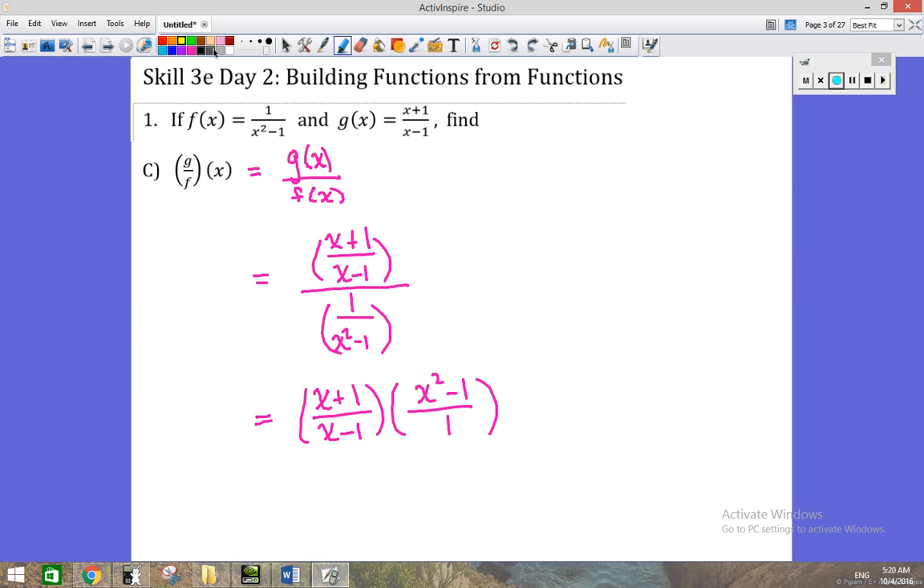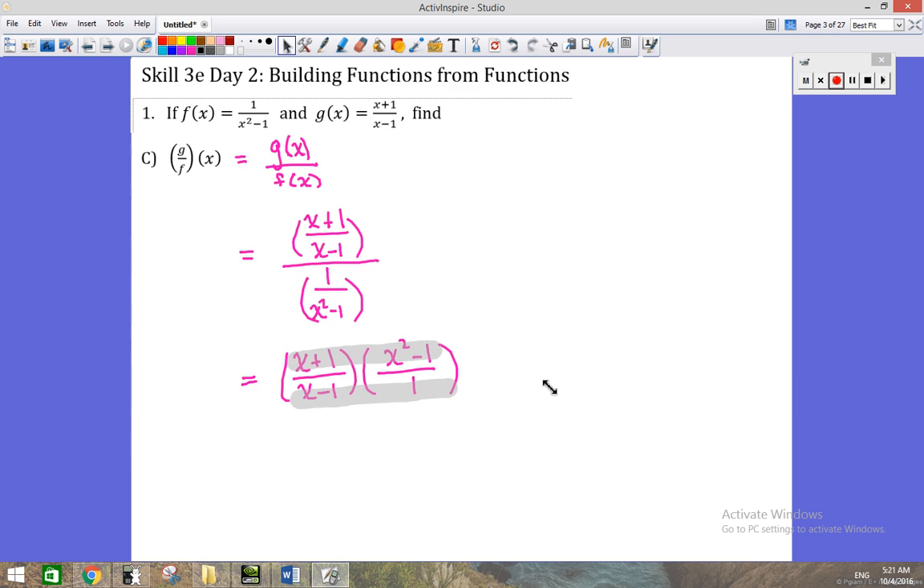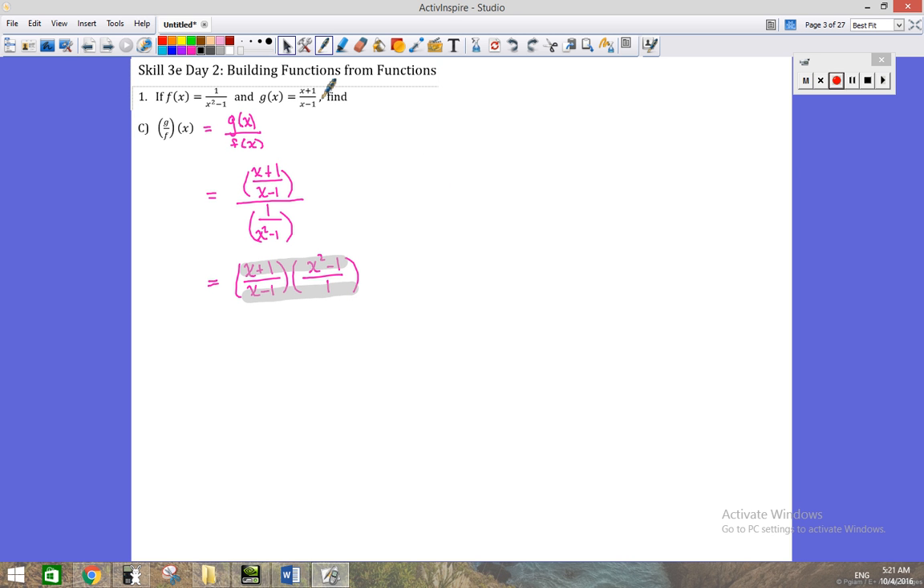When we multiply fractions together, it's pretty straightforward. You just simply multiply the numerators together and multiply the denominators together. You just go straight across, which is much easier than addition or subtraction, because that requires getting a common denominator. This just requires that we multiply them. So in the numerator, we just have x plus 1 times x squared minus 1. And in the denominator, we have x minus 1. So instead of the two fractions, we have a single fraction.